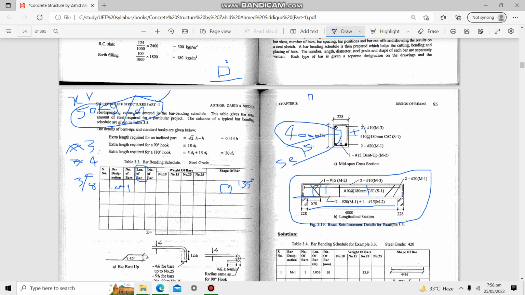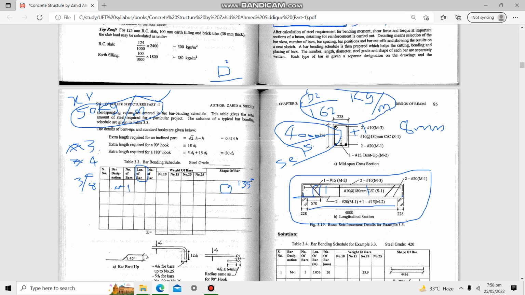D square divided by 162 gives us the weight in kg per meter, but we have to put the diameter in millimeter. So if the bar is of 8 millimeter, let's suppose, then we would put 8 here, and it will give us the weight of that bar in kg per meter. This is the basic formula, and we can convert the units; it is also available in pound per feet, and just the denominator will change in that case.